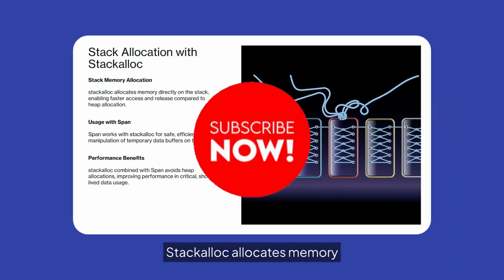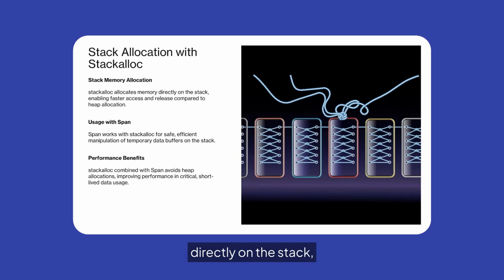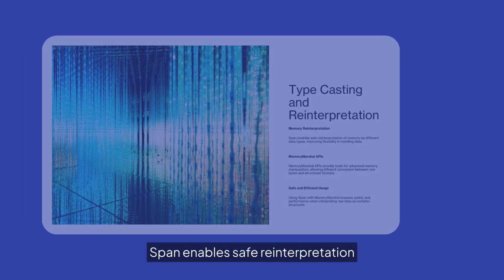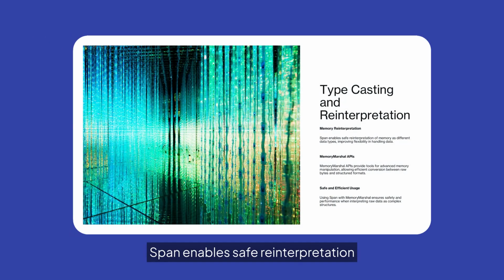Stackalloc allocates memory directly on the stack, offering faster access and release compared to heap allocation. Span works with stackalloc for safe, efficient manipulation of temporary data buffers, enhancing performance. Span enables safe reinterpretation of memory as different data types, enhancing flexibility. MemoryMarshal APIs offer tools for advanced memory manipulation, ensuring safety and performance when handling raw data.